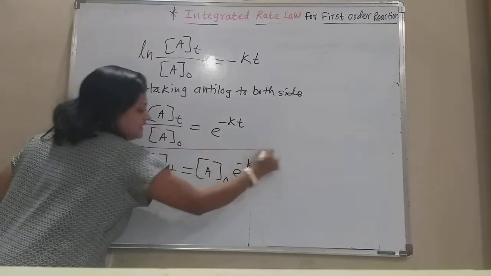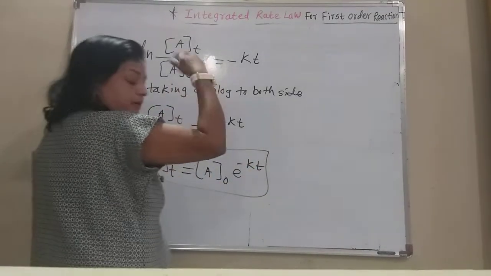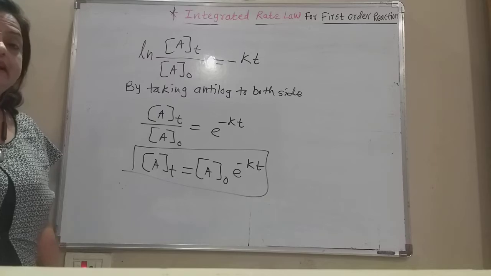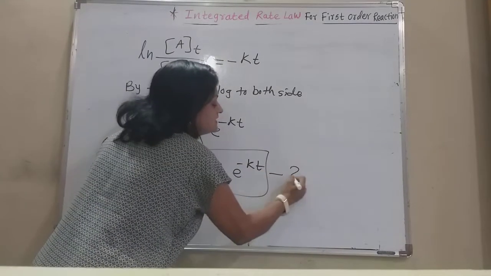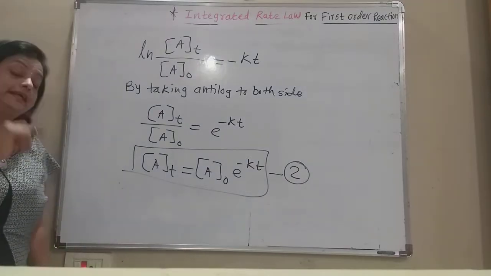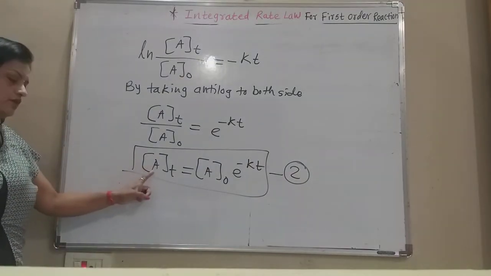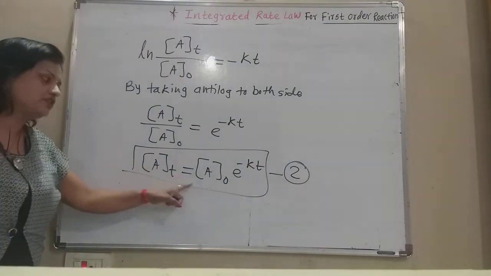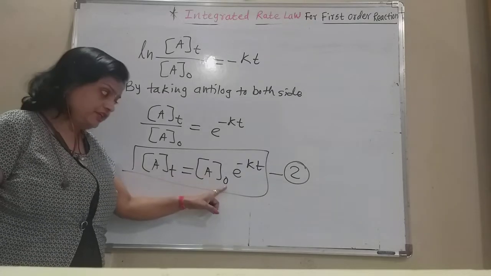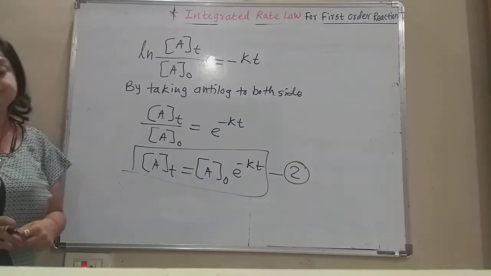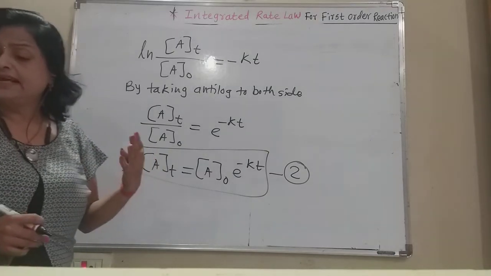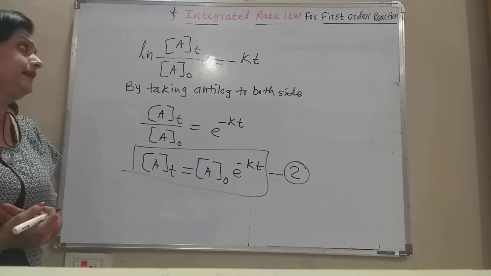Now see this. The first one is the integrated rate law, the first form. Now this is the second form of the integrated rate law. What is that? Concentration of A at time t is equal to the initial concentration of A times e raised to minus kt. Now this is another form. There is again a third form of the integrated rate law.